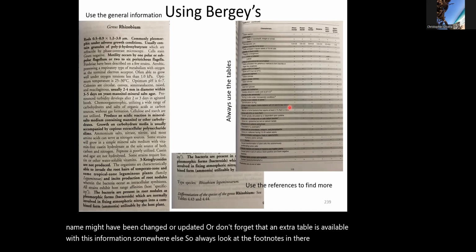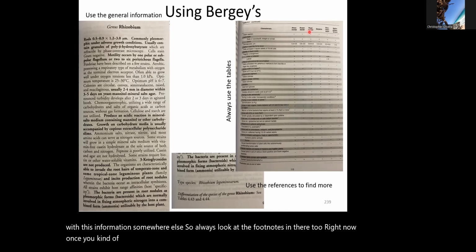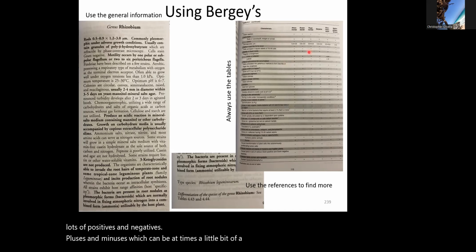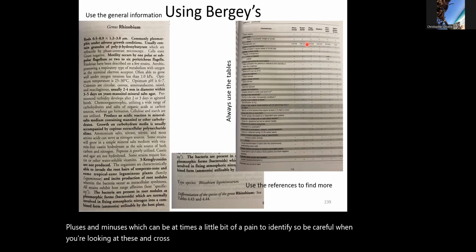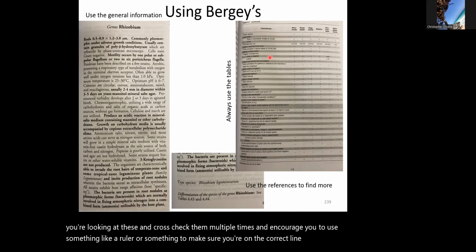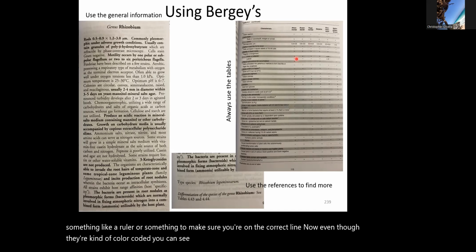Now, as you can see even just from the presentation, there are lots of positives and negatives, pluses and minuses, which can at times be a bit of a pain to identify. So be careful when you're looking at these and cross-check them multiple times. I encourage you to use something like a ruler to make sure you're on the correct line. Even though they're color-coded, you can see the little lines that are grayed out versus light. That'll help. Make sure you always confirm which test you're working with.